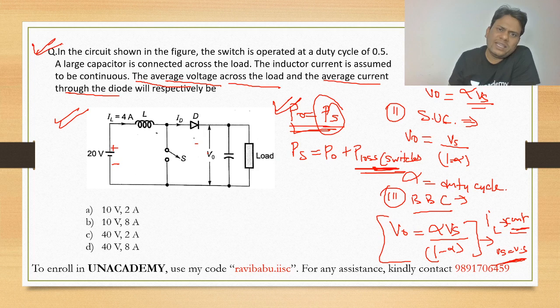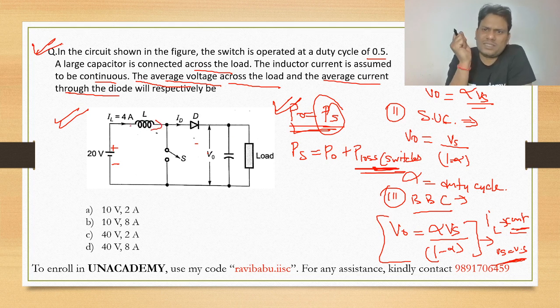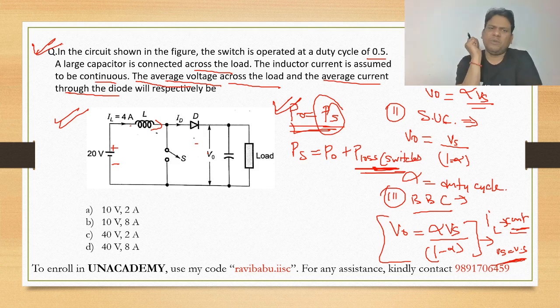Here, my dear friend, in the example, nothing is written about the devices. In the circuit shown in figures which operated at duty cycle 0.5, a large capacitor is connected across the load. The inductor current is assumed to be continuous. Okay, so here one information is given, the IL is continuous. But here I would like to suggest you one most important thing.